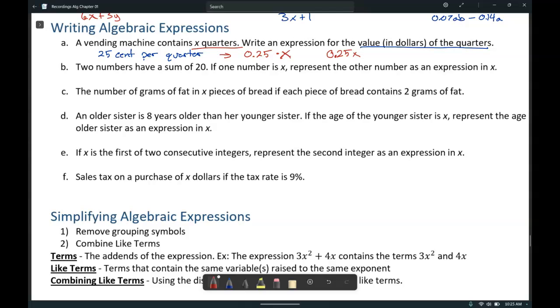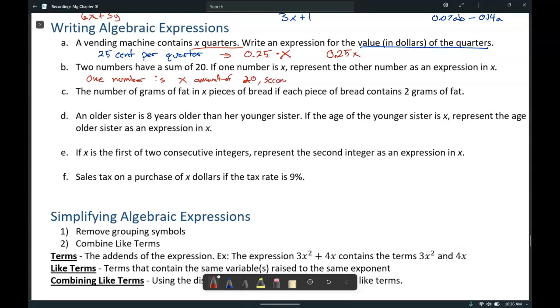Two numbers have a sum of 20. If one number is x, represent the other number as an expression of x. So what we can think of is we have one number that is x amount of 20. If x was 10, it would be 10 of the 20. If x was 7, it would be 7 of the 20. We don't know what it is, but it's some amount of the 20.